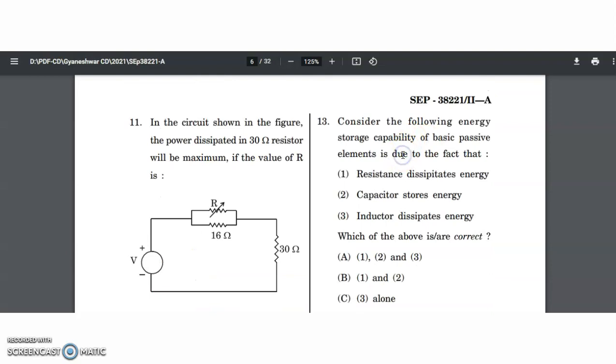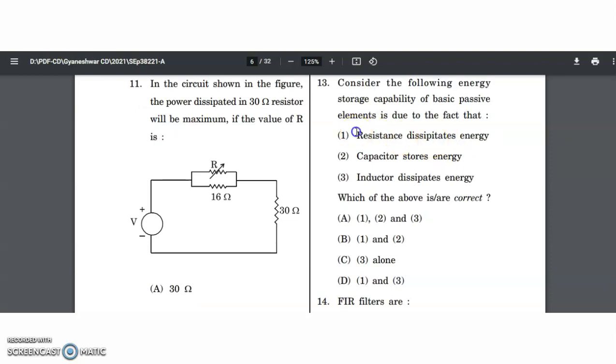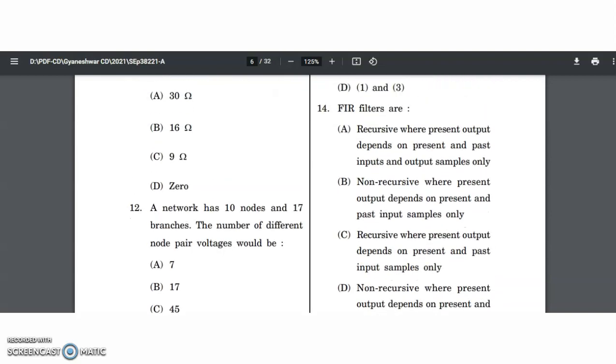Coming to the next question. Consider the following: the energy storage capability of the basic passive elements is due to the fact that... Resistance dissipates the energy, of course, in the form of heat. Capacitor stores the energy, of course, in the form of charge. And inductor dissipates the energy? Inductor will never dissipate the energy, guys. Inductor stores the energy in the form of magnetic energy. So out of these three options, option 3 can be taken as the wrong one, and we can take 1 and 2 as the correct answer. That is, resistance dissipates energy in the form of heat, and capacitor stores energy in the form of charge.